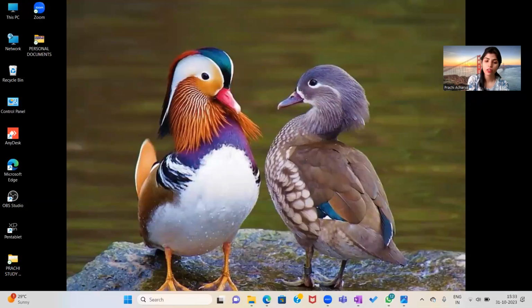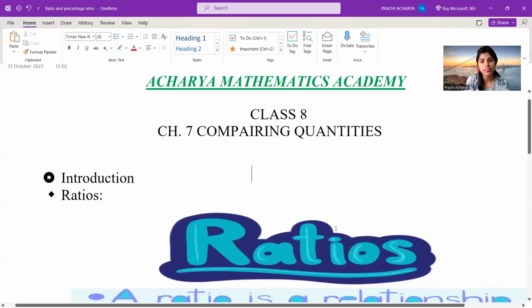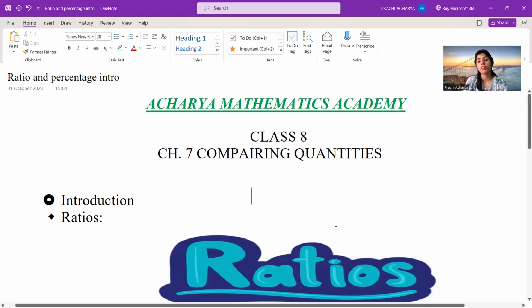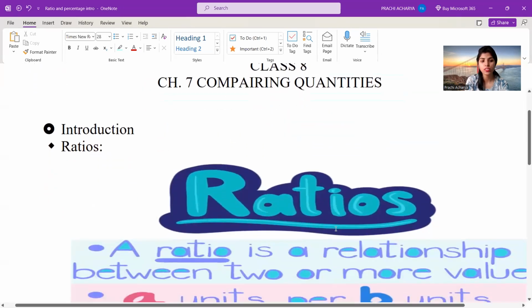Today we will see an interesting topic from class 8 called Comparing Quantities. Before starting, we will look at the basic concepts from the chapter first and then proceed further. This chapter starts with ratios and percentages, which we learned in standard 7. Let's recall what ratios are.